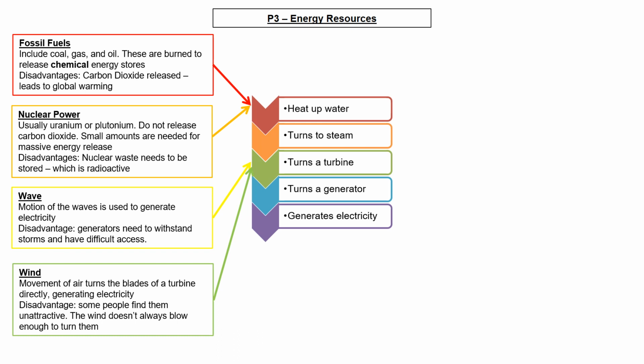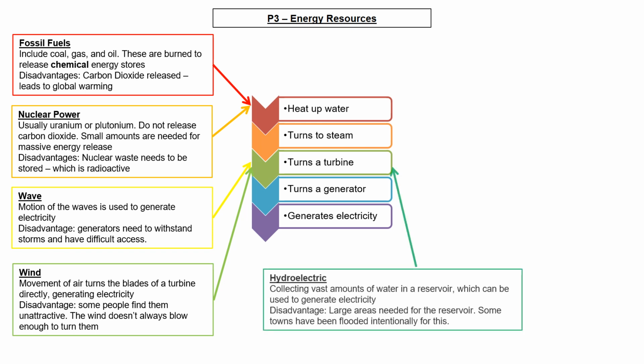Wind. Movement of the air turns the blades of a turbine directly, which is why it jumps in at the turn of turbine section here, and it generates electricity. Disadvantages. Some people don't like them. I know that sounds like a rather pathetic reason, but some people find them very unattractive. Some people believe that the sound can cause certain illnesses. The less said about that, the better. It's complete and utter nonsense. The wind, however, does not always blow enough to turn them. You'll see some of them just standing still. They're not generating electricity when they're just standing still.